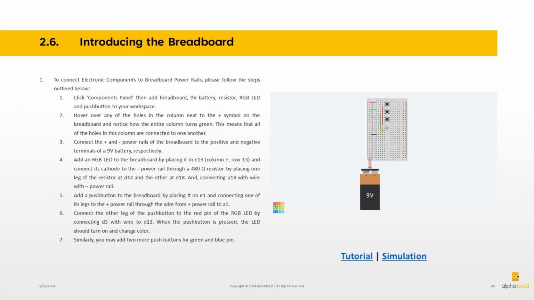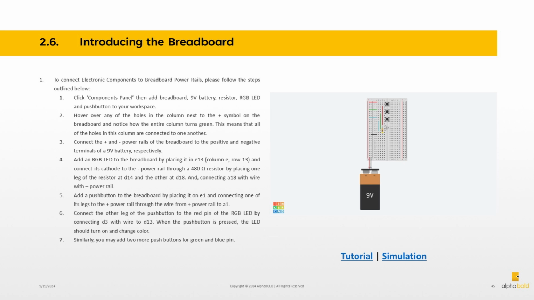Add an RGB LED to the breadboard by placing it in E13, column E, row 13, and connect its cathode to the power rail through a 480 ohm resistor by placing one leg of the resistor at D14 and the other at D18. And connect A18 with a wire to the power rail.